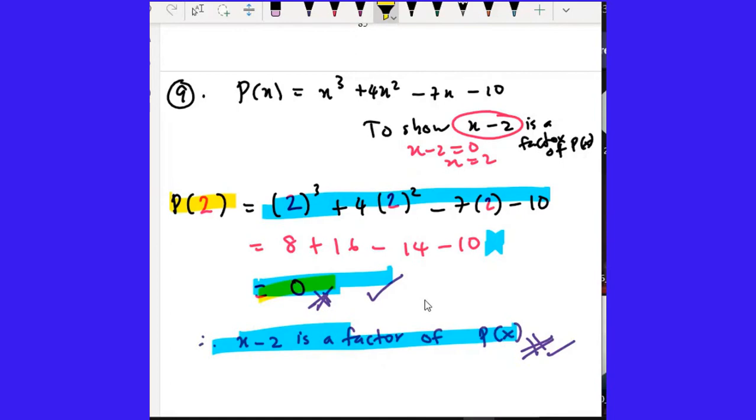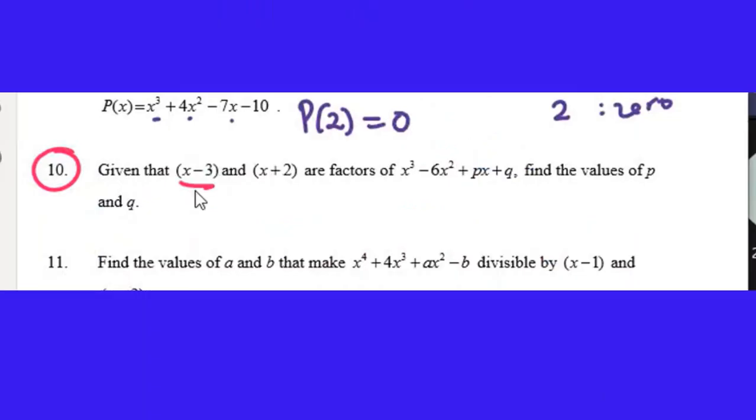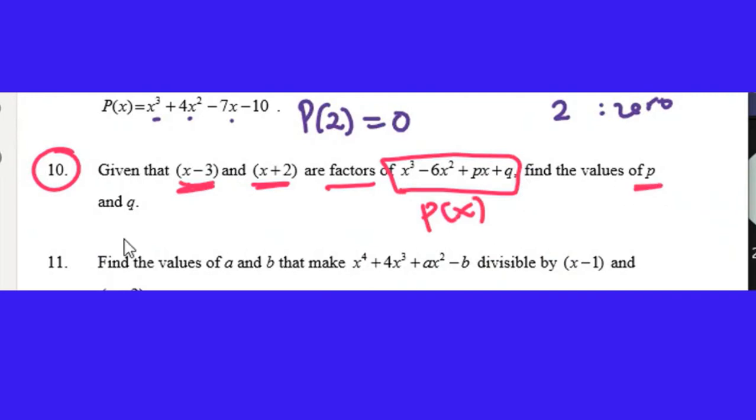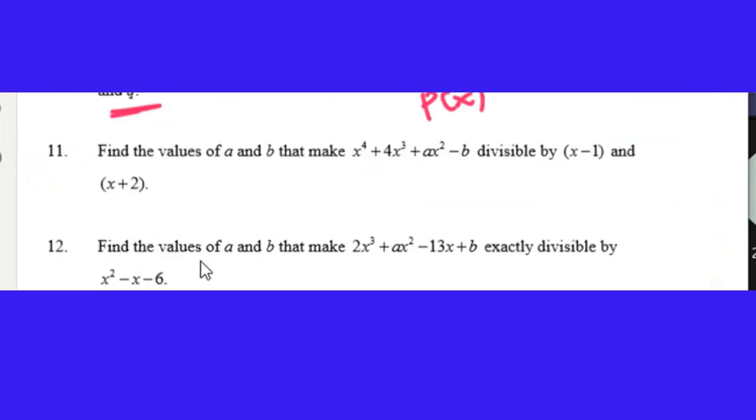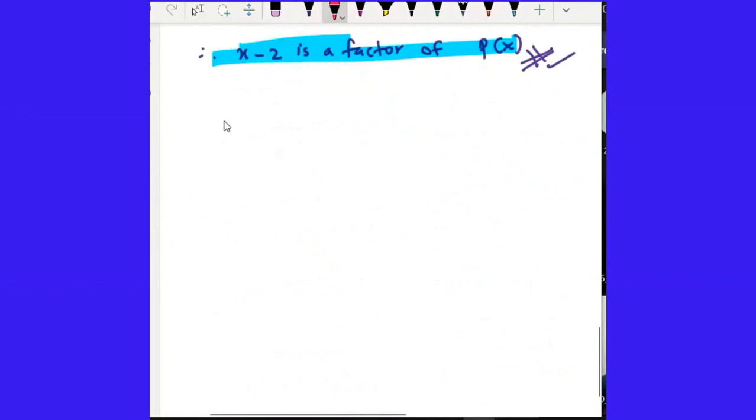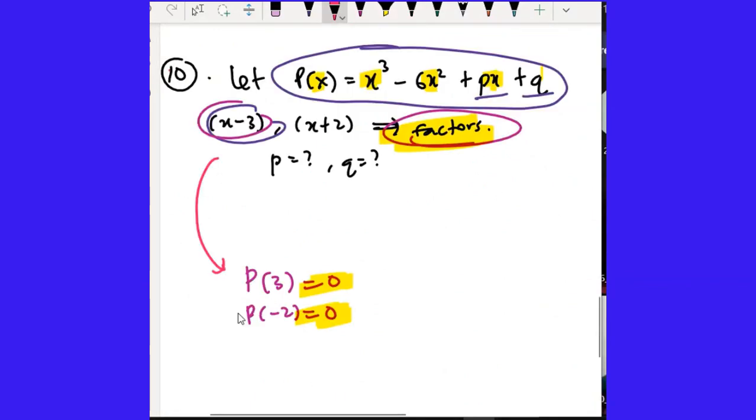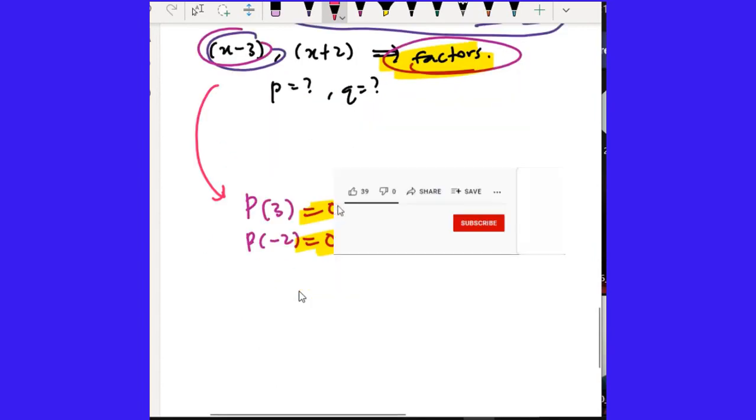Ada soalan? Given x minus 3, x plus 2, factors for this polynomial, namakan dia Px. Find the values of P and Q. Actually, nak quiz dulu lah. Okay. So now number 10. Okay, bagus.